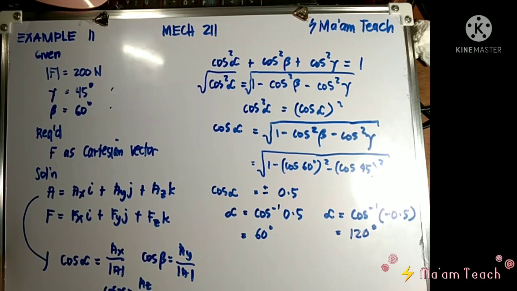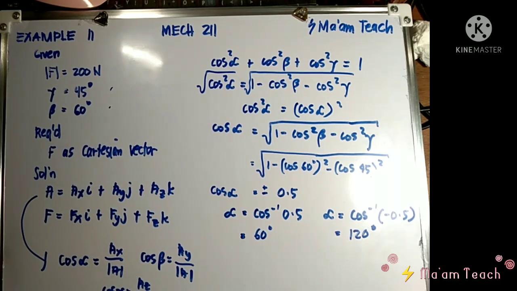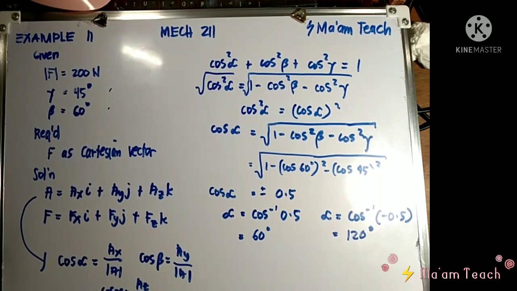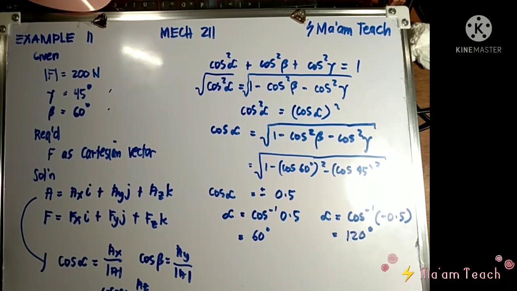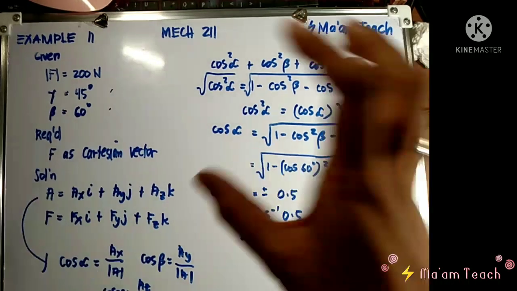Our angle should be 60 degrees. Why do you think, class? Recall that alpha should be in the positive x-axis. So our alpha is in the positive x-axis, as you can see there. If we use 120 degrees, it's already on the other quadrant.